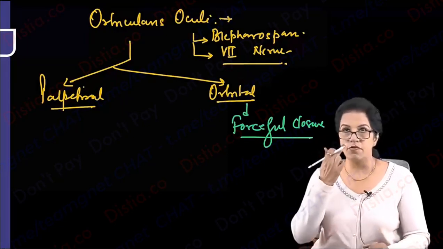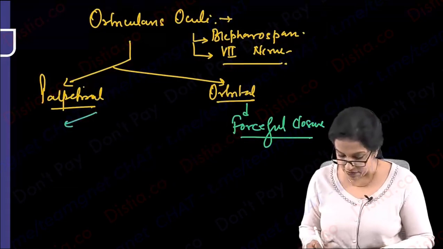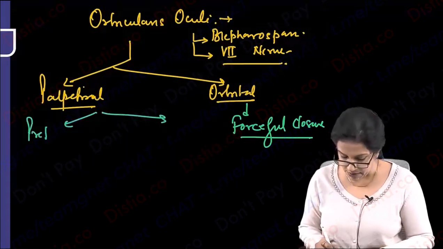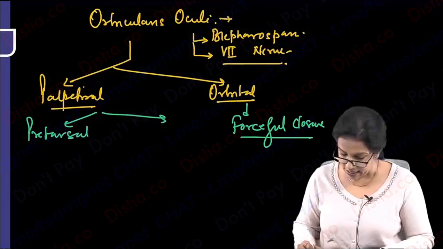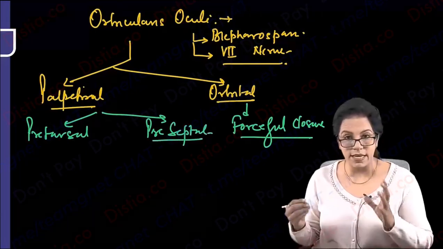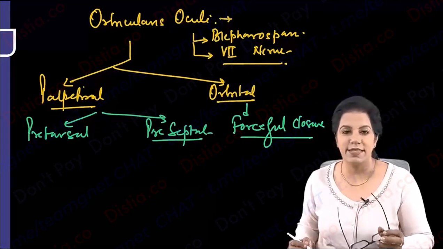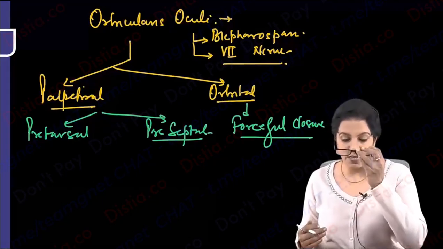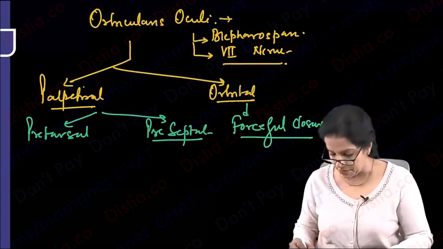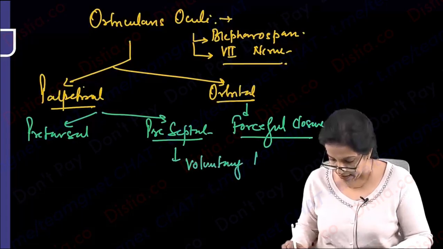Palpebral, it can be in front of the tarsal and can be in front of the septum. So when it is in front of the tarsal, we call it the pretarsal part of the orbicularis oculi, and in front of the septum is the preseptal part. Now the preseptal part is responsible for voluntary blinking. Like I am blinking like this voluntarily. Which muscle is responsible? It is preseptal. Okay? So we will learn this together. This is for voluntary blinking.